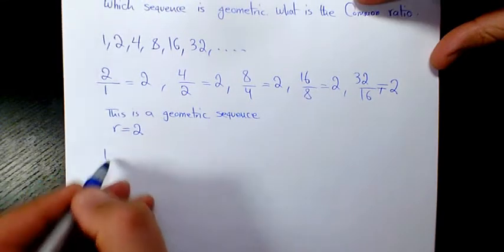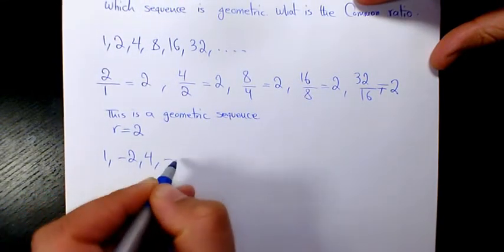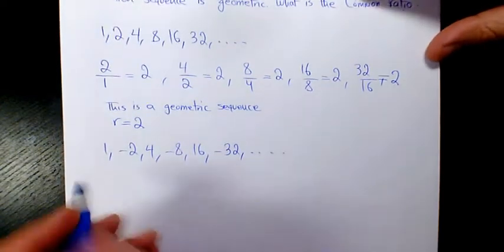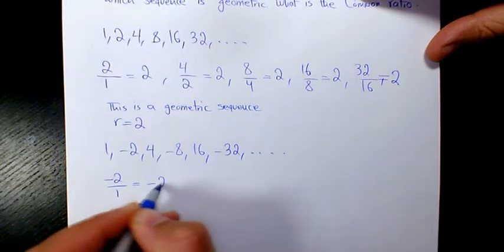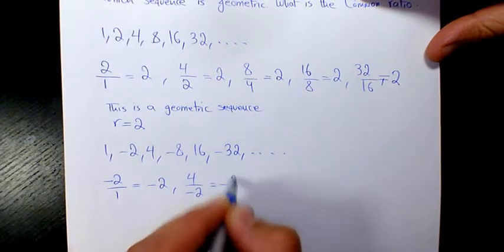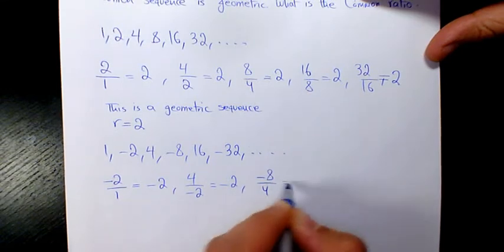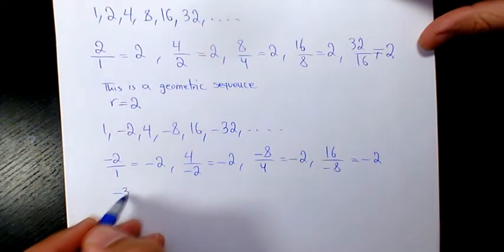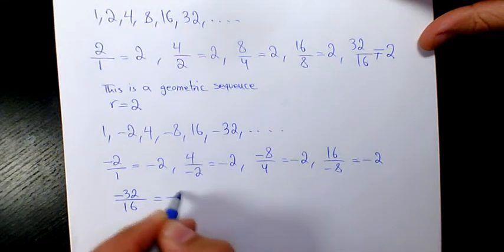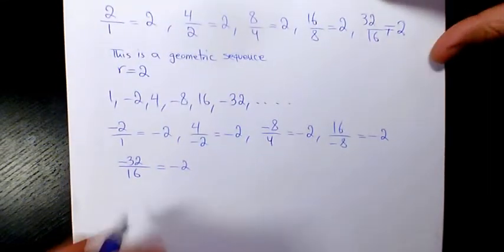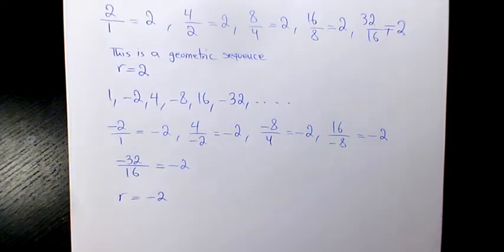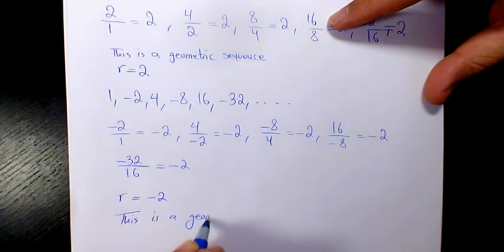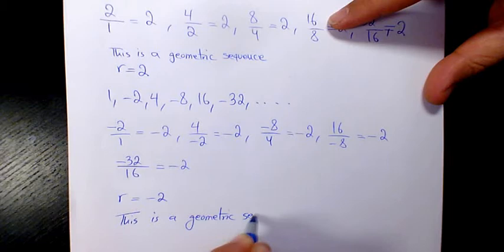Now if you have 1, negative 2, 4, negative 8, 16, negative 32, in this case, negative 2 divided by 1 is negative 2, 4 divided by negative 2 is negative 2, negative 8 divided by 4 is negative 2, 16 divided by negative 8 is negative 2, negative 32 divided by 16 is negative 2 as well. So the common ratio is negative 2, and this is a geometric sequence.